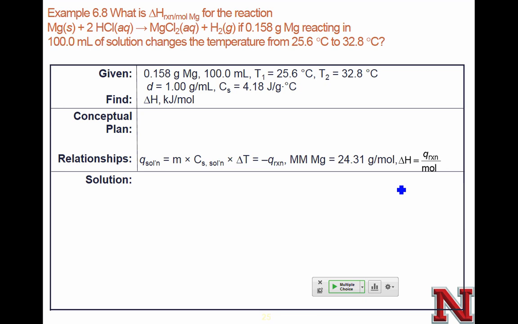There's more than just magnesium in here. There's water. Magnesium's dissolved in it. So is HCl, which we're not told anything about. So don't make that mistake.